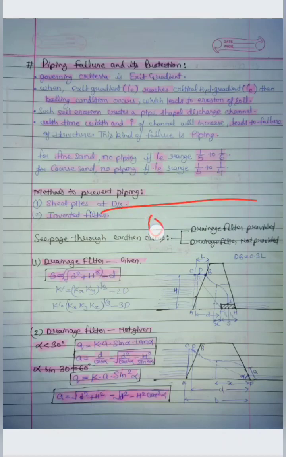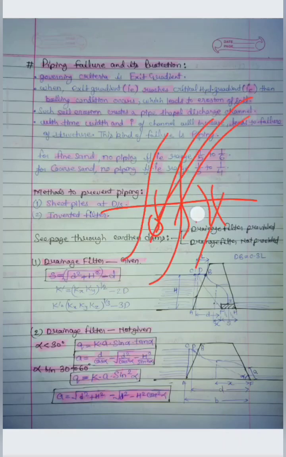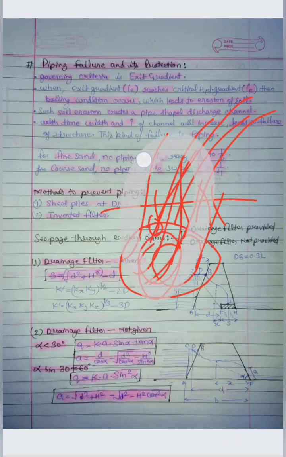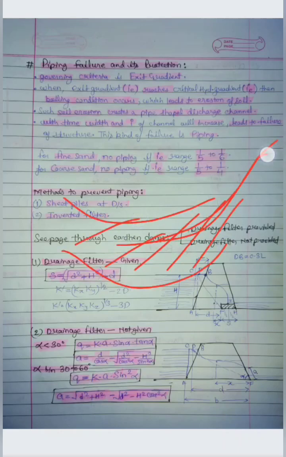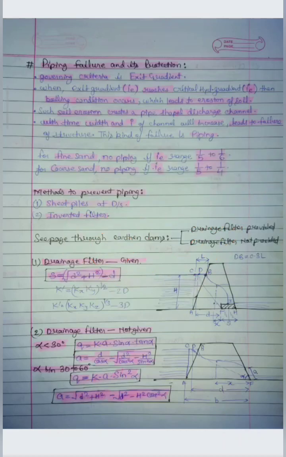Now if these soil particles come to the surface, certainly with the flow of water they get washed out, and after some time this region will become hollow. So soil erosion is happening. So the boiling condition occurs, which leads to erosion of soil. Such soil erosion creates a pipe-shaped discharge channel that we have discussed, that the soil mass will get eroded over time. Now this section will become hollow like a pipe structure. So this flow channel will get hollow.